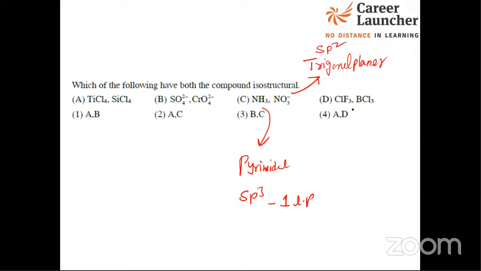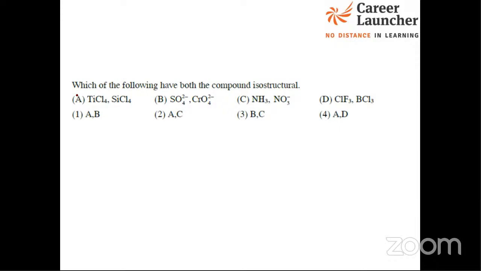So this is T shape. T shape is one, and trigonal planar is the other one. So C and D cannot be the answer. So only the options A and B. So the correct option is 1, the first option, which is A, B options.